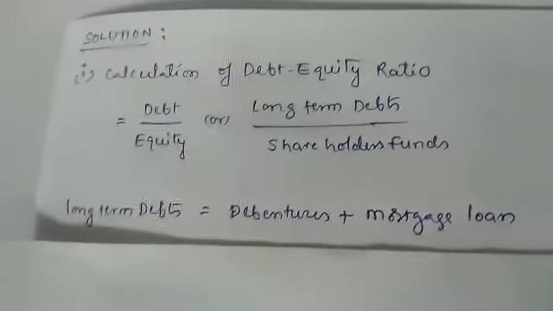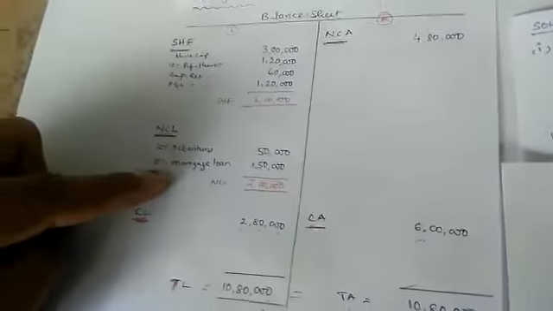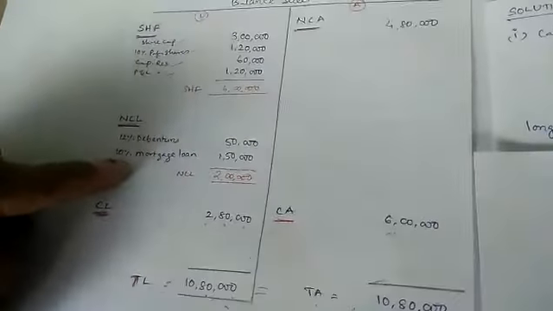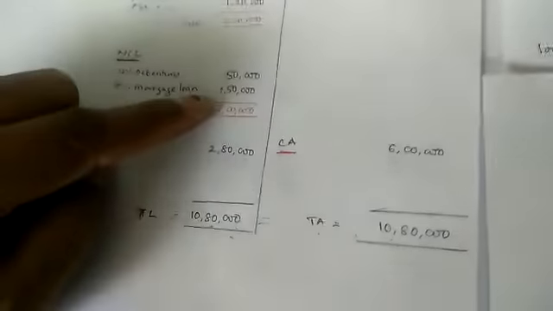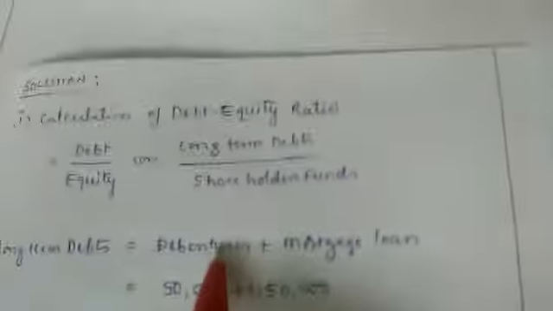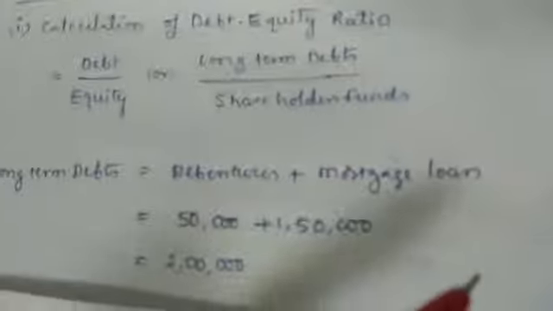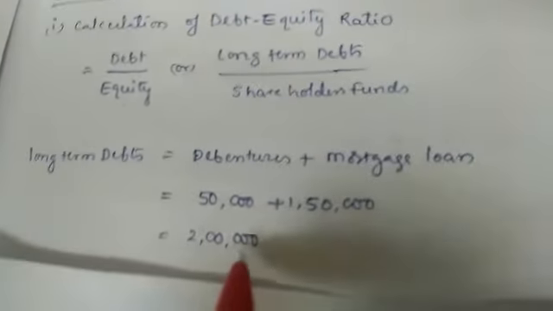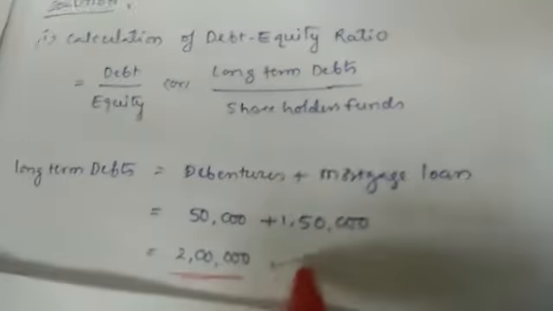See, now we go to the working notes. Long-term debts, so debentures plus mortgage loan. 50,000 plus 1,50,000 is equal to 2 lakhs. Debentures is 50,000, mortgage loan is 1,50,000. So the total non-current liabilities or long-term debts is 2 lakhs.